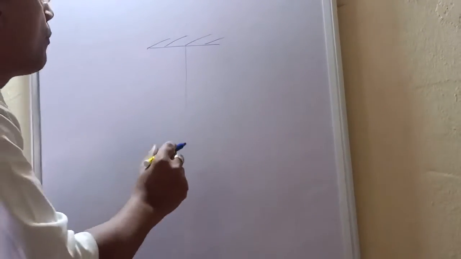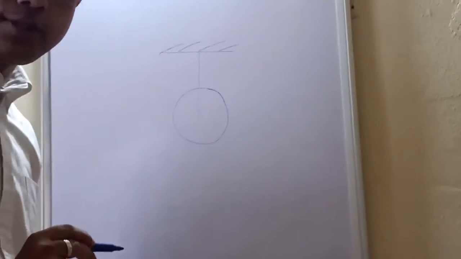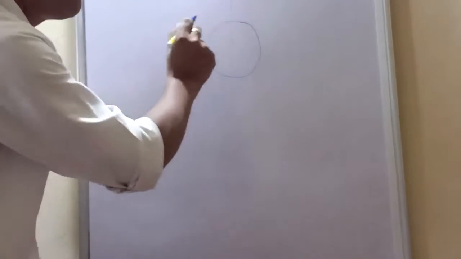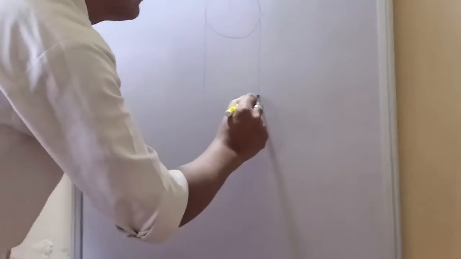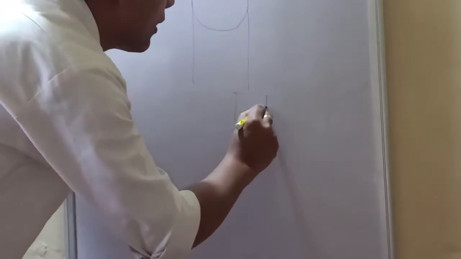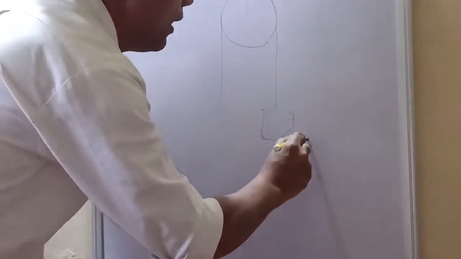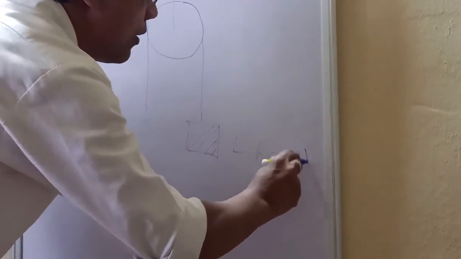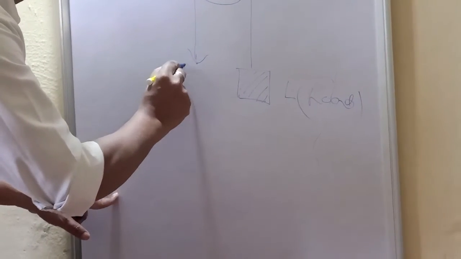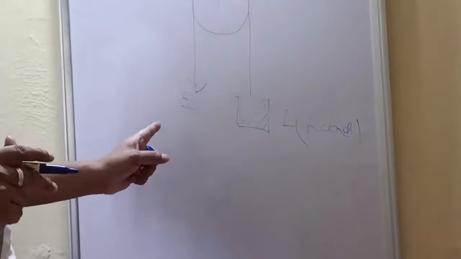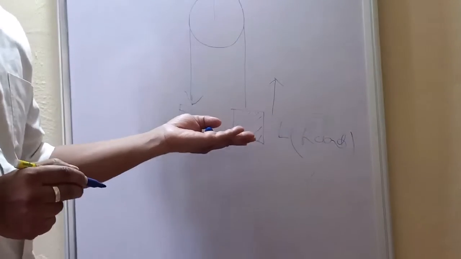So this is one fixed support from where you are hanging this disc, which is the pulley, and along the circumference there is a groove and a rope passes over it. One side of the rope is carrying a load, which we can write as L. L is the load here, and on the other side you are applying a force in the downward direction, and this force will be lifting this load in the upward direction.